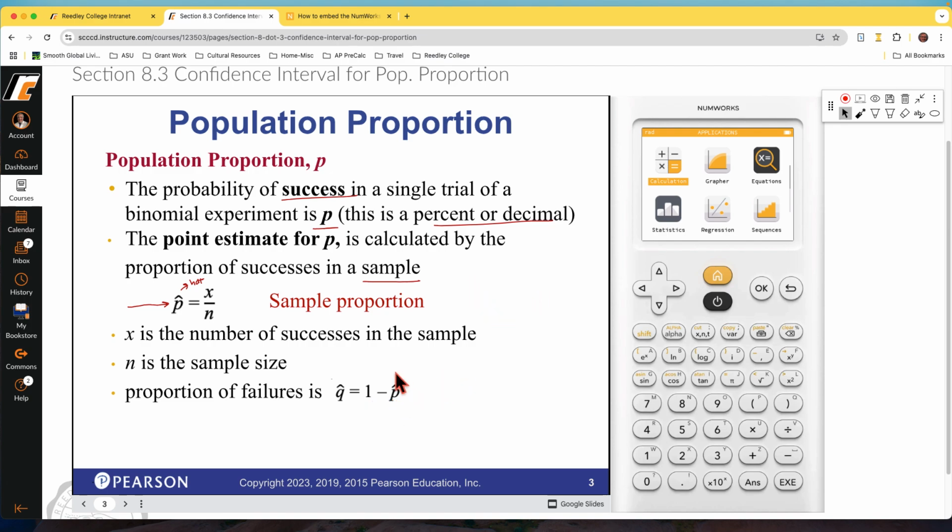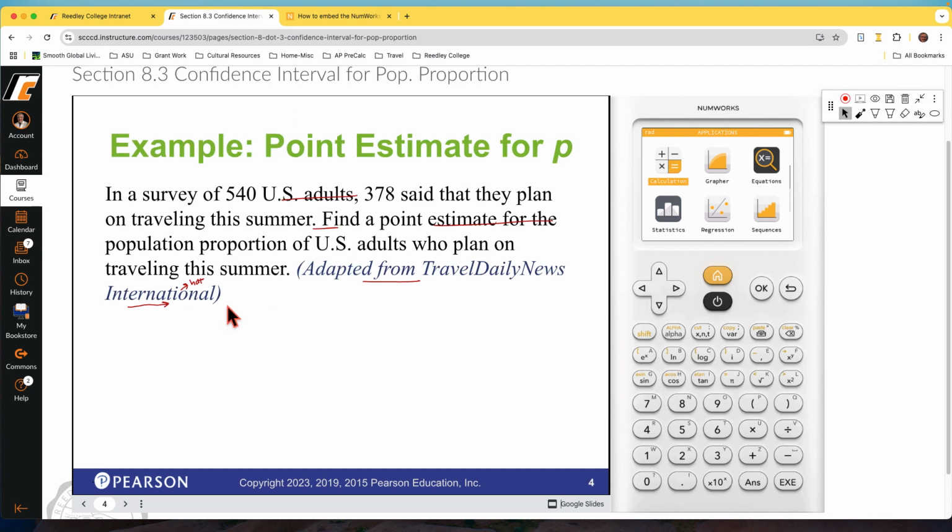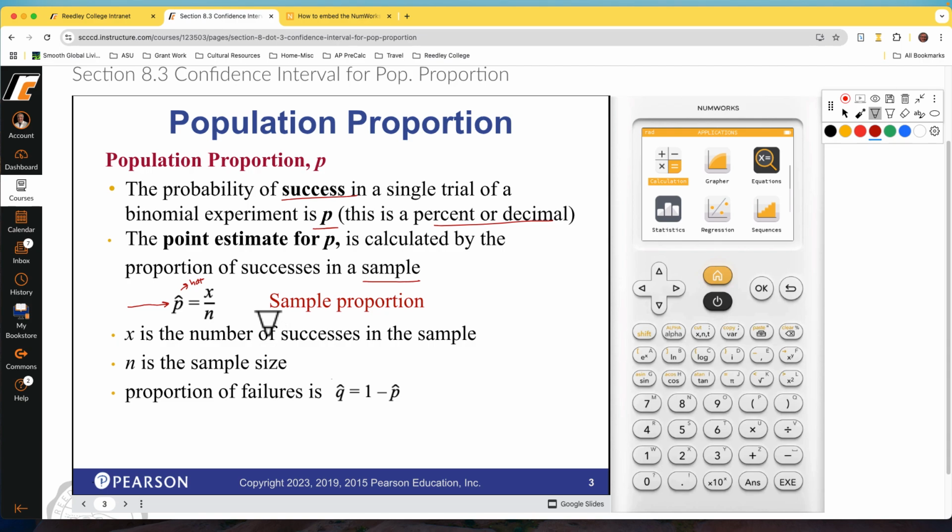So, if p hat were equal to 70%, if this ends up becoming 70%, then q hat is going to be 100% minus 70%, 30%. Okay, a lot of times we can do this in our head. The thing is, it throws us off sometimes if we do it with decimals. Sometimes 1 minus 0.7 seems like such a harder thing to do, but that's just going to be 0.3. So think in terms of percentages. Oftentimes that makes it easier.